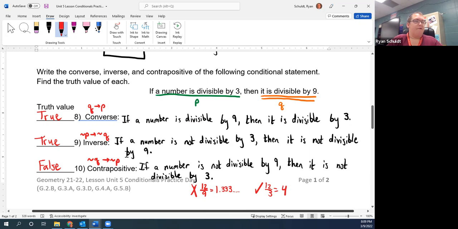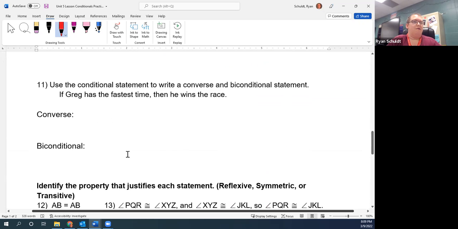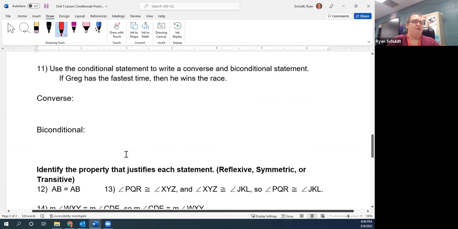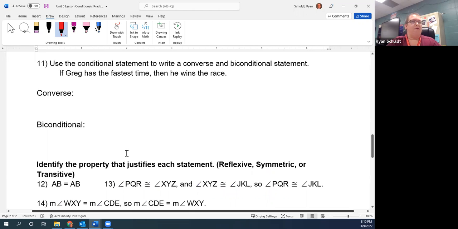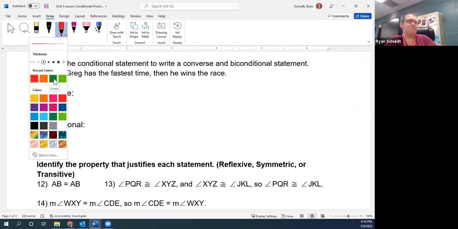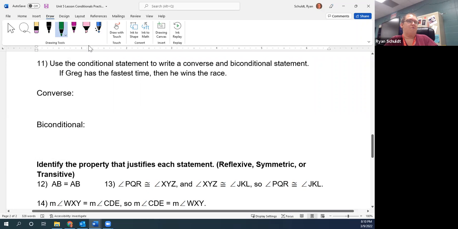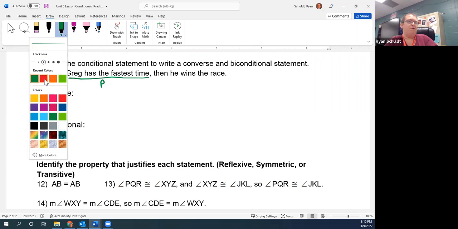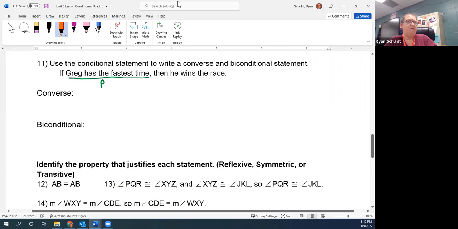Okay, so there's the front of the practice day. Let's flip over to the back. Use a conditional statement to write a converse and a biconditional statement. If Greg has the fastest time, then he wins the race. What is our hypothesis? Greg has the fastest time. The conclusion would have to be he wins the race.